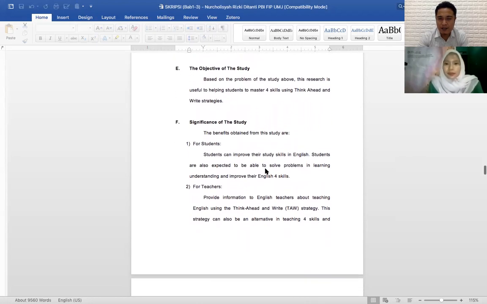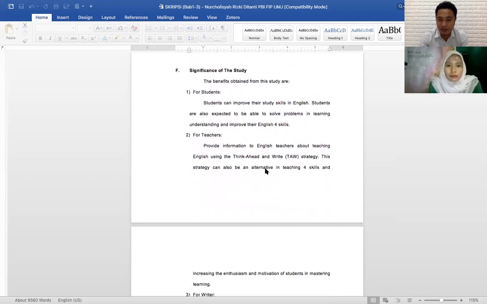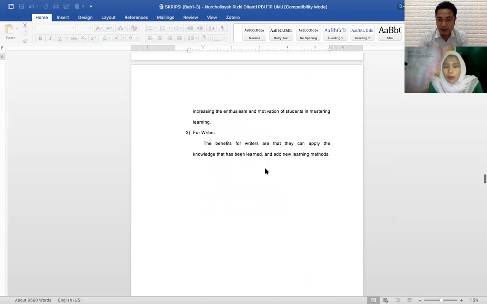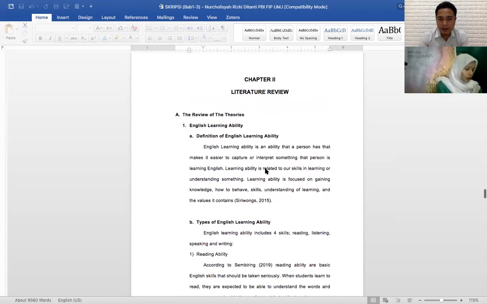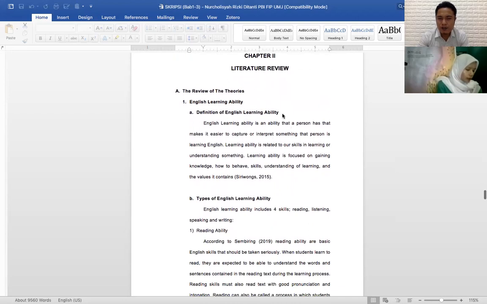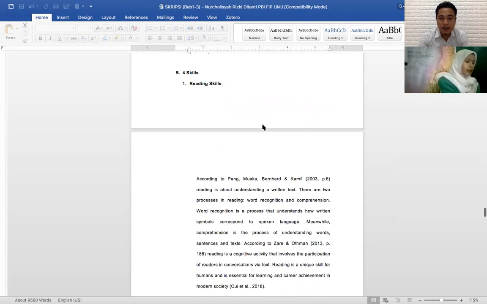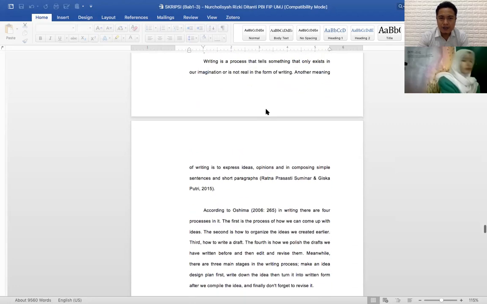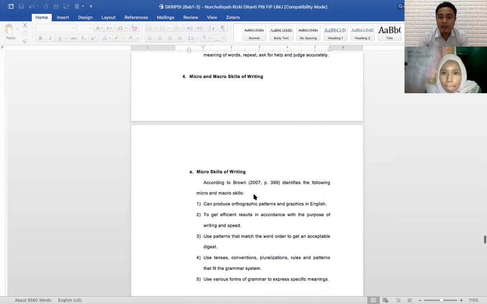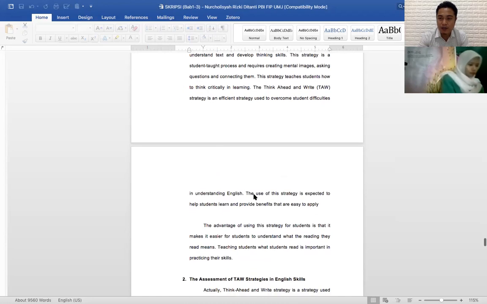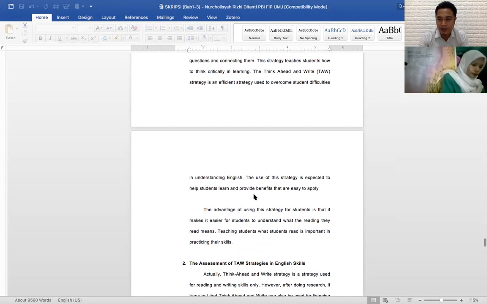Okay, next one, significance of the study consists of 2 terms, theoretically and practically. And then for the second chapter, you're not going to use English ability here, but start with the definition of reading itself, because your focus next will be reading. And then you have to put also teaching reading, especially for the school that you're going to conduct this research for. If it is junior high school, it is teaching reading for junior high school.